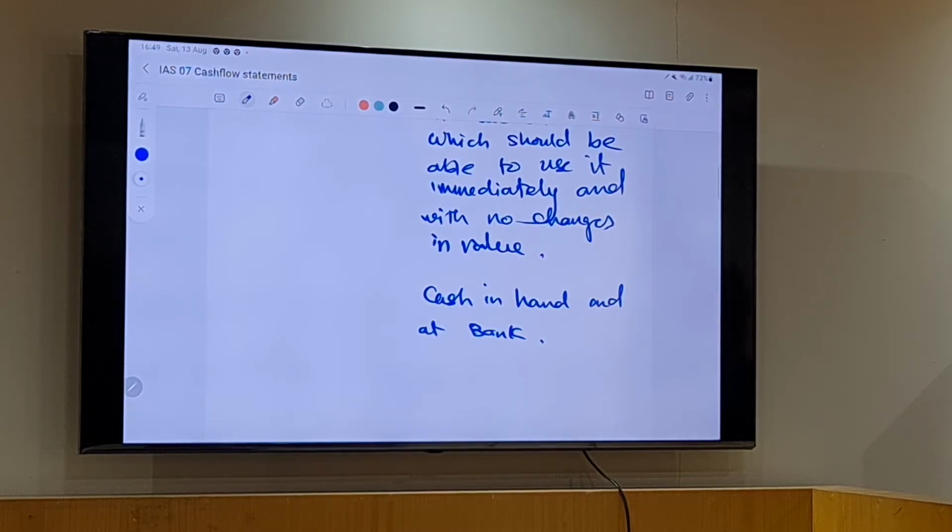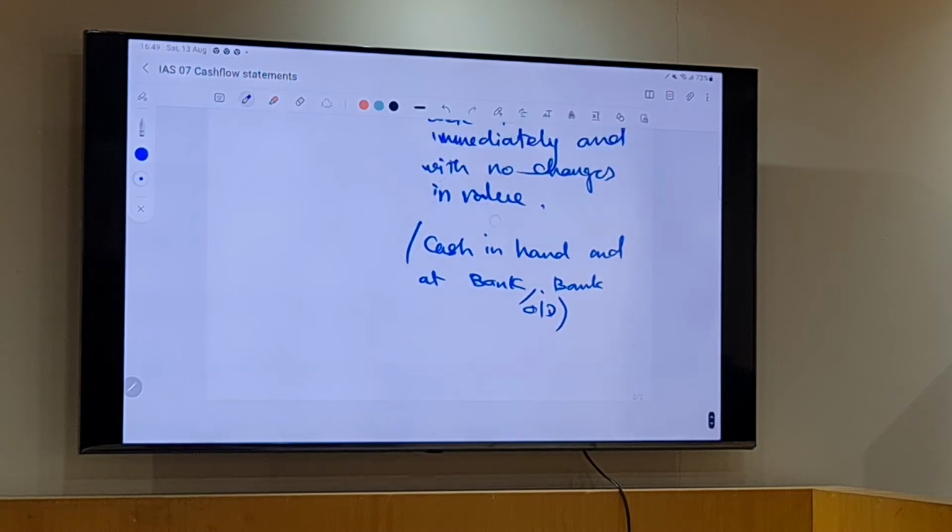Cash in hand, cash at bank, and the bank overdraft. All these are included. So cash in hand and cash at bank and bank overdraft. This is what cash is. Second term.